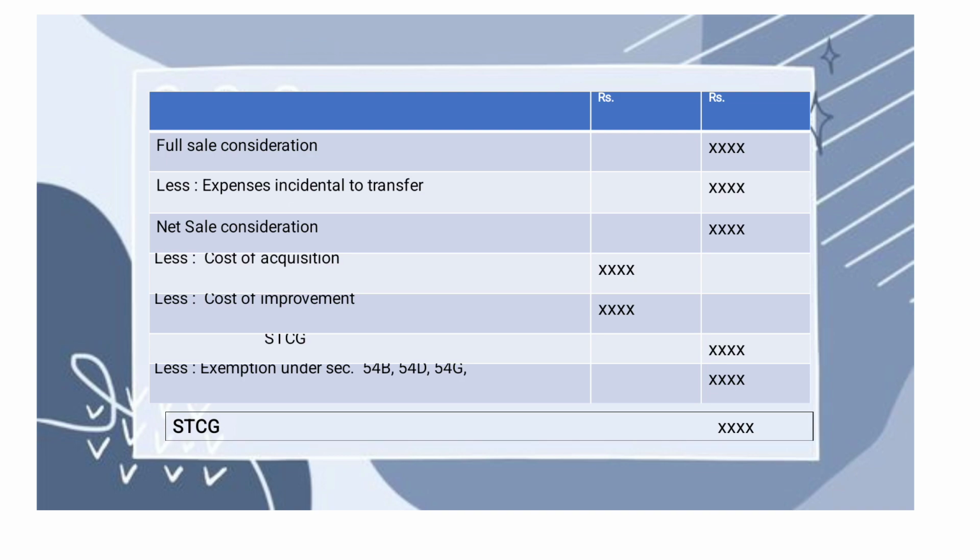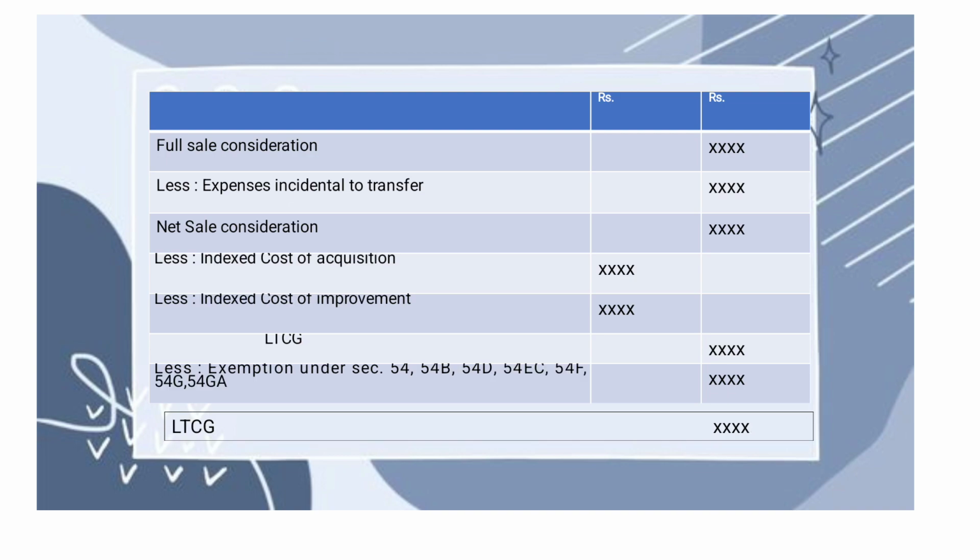From this short-term capital gain, some tax exemptions are specified under the Income Tax Act. Section 54B, Section 54D, and Section 54G are considered exemptions from short-term capital gain. We will discuss the exemptions further. Now we discuss the procedure for computation of long-term capital gain. Long-term capital gain is also computed by deducting certain items from the full value of consideration arising out of a long-term capital asset.